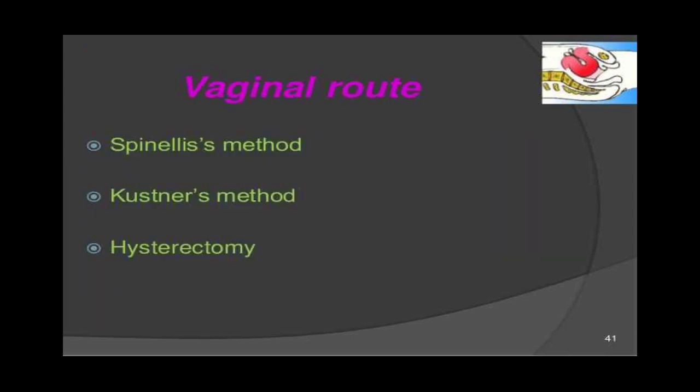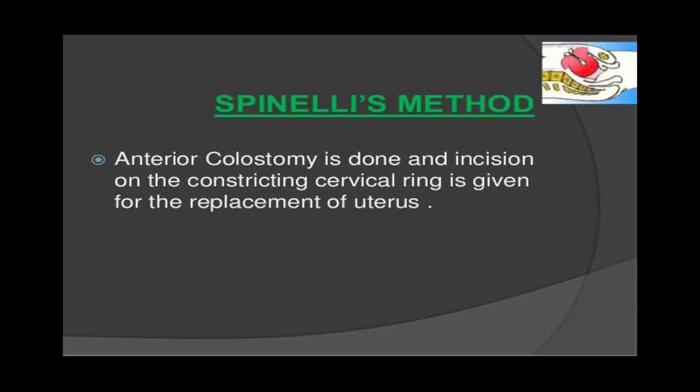Then the vaginal routes. Through the vaginal route they will do Spinelli's method, Kushner's method, and then hysterectomy. One by one we'll see. Spinelli's method: the anterior colpotomy is done, and an incision on the constricting cervical ring is given for replacement of the uterus. Here anteriorly they will do the colpotomy, making an incision, and they will put a cervical ring there to support the uterus.